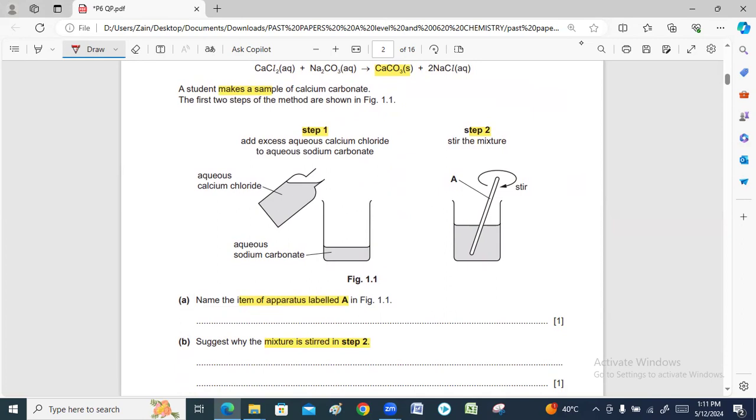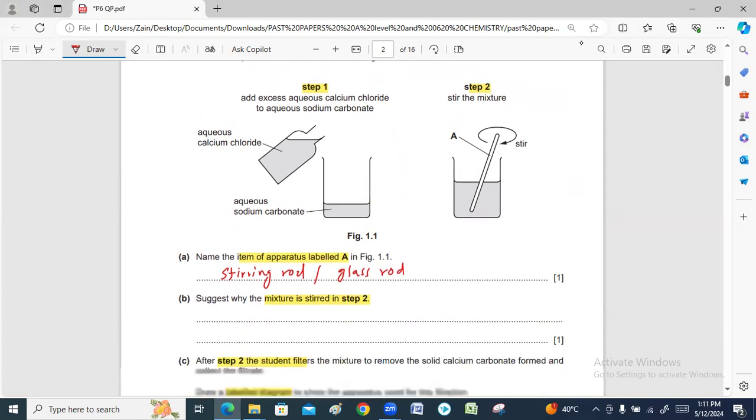As you can see, the item which is used to stir the mixture is the stirring rod, or you can say the glass rod. So this is the stirring rod. Or you can also say this is the glass rod, which is used to mix the two solutions. So, why is the mixture stirred in step two?